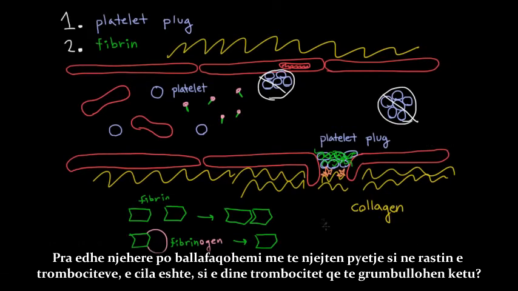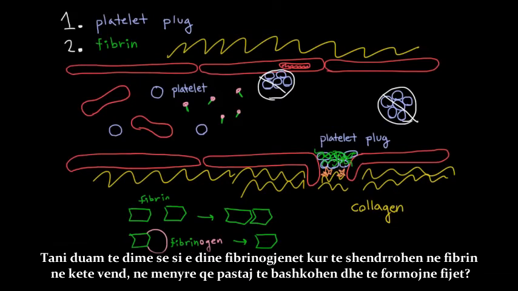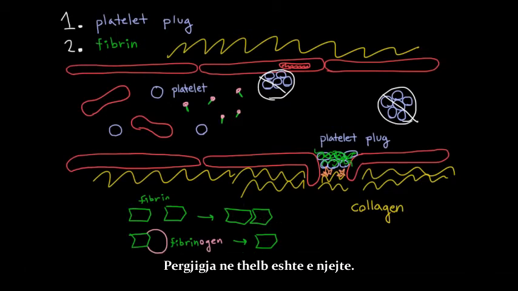And so again, we face the same question that we faced with the platelets, which was, how do the platelets know to aggregate here? Well, likewise, we want to know, how do the fibrinogen know to turn into fibrin here so that they can then stick together and form the strands? And the answer basically is, luckily, the same.